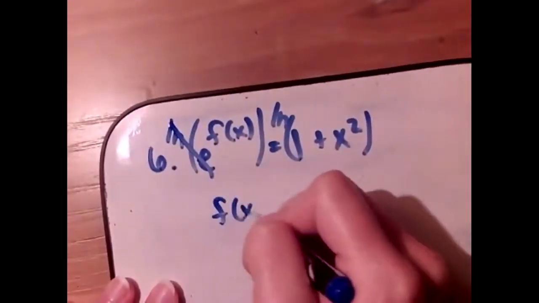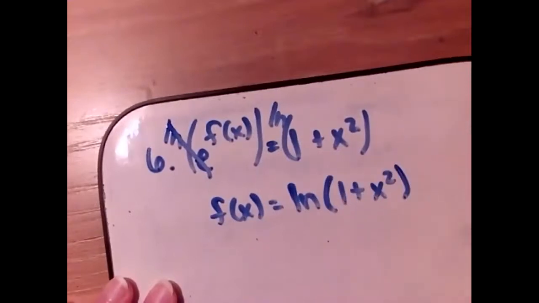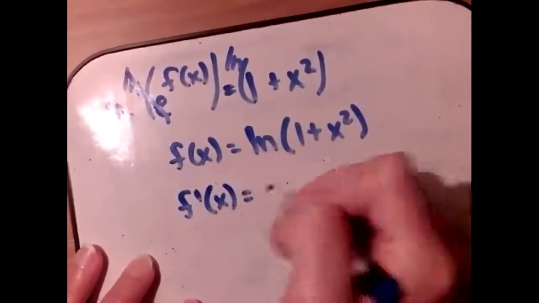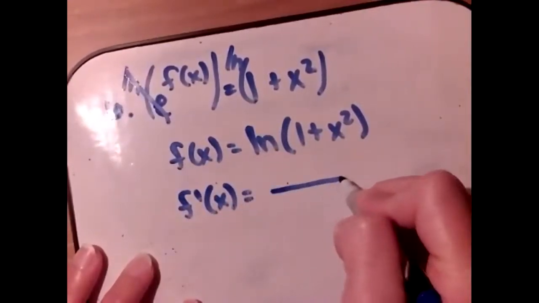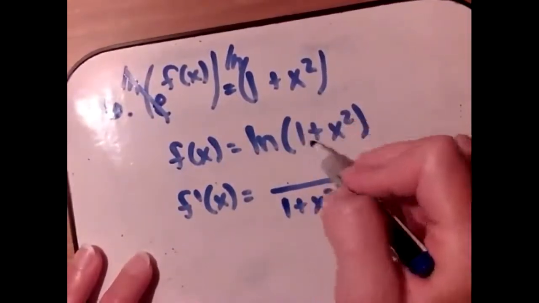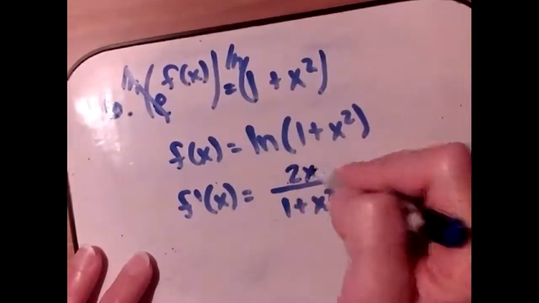So we'll have f of x equals ln 1 plus x squared. And so derivative of ln is going to be 1 over whatever you've got, and then chain on the derivative of that stuff, which in this case would be 2x, and I'm just going to go ahead and put that in the numerator.